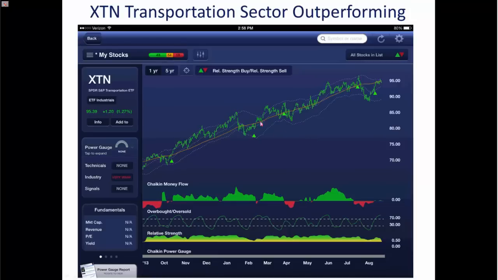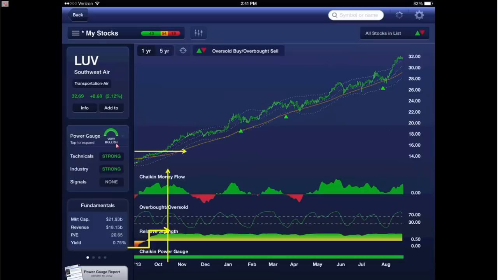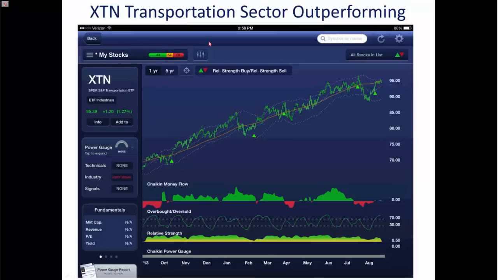And one final piece, if we go back to Southwest Air, we tell you what the industry group is doing based on the Power Gauge rating. Industry group is strong. That means most of the stocks in the transportation group have bullish Power Gauge ratings. So here's what the transportation ETF looks like, the XTN. It's been outperforming the market as well for the last year. Group trends are powerful. You could have been buying JetBlue. You could have bought Southwest Air or Trinity Industries, all in the transportation group. And knowing that the group is strong can help you zero in on the individual stocks to buy.